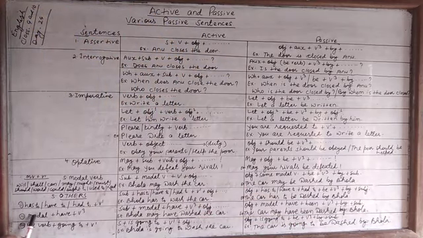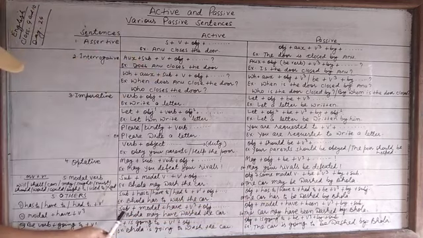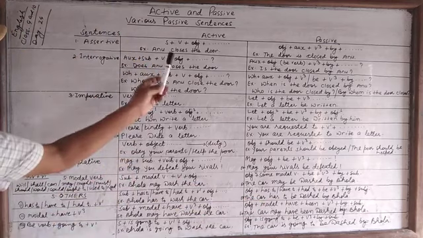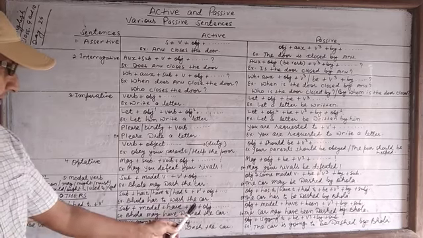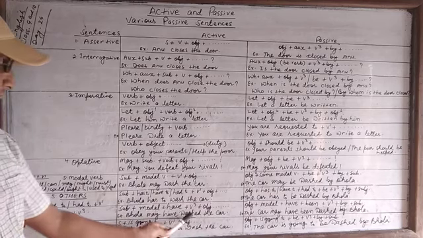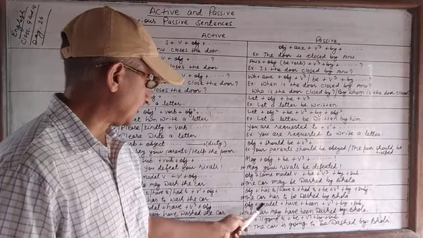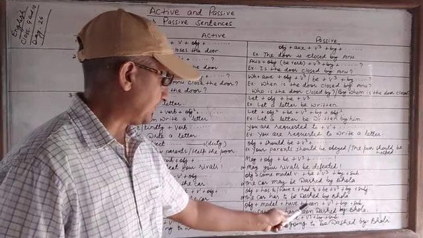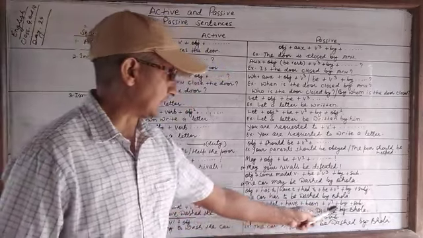Another structure is modal verb plus have plus V3. If the sentence is in this structure, we change into passive using this structure. Let's see the active structure first: subject plus modal verb plus have plus V3 plus object. Bola may have washed the car. We can change this into passive using this structure: object, modal verb have been plus V3 plus by plus subject. Example is, the car may have been washed by Bola.